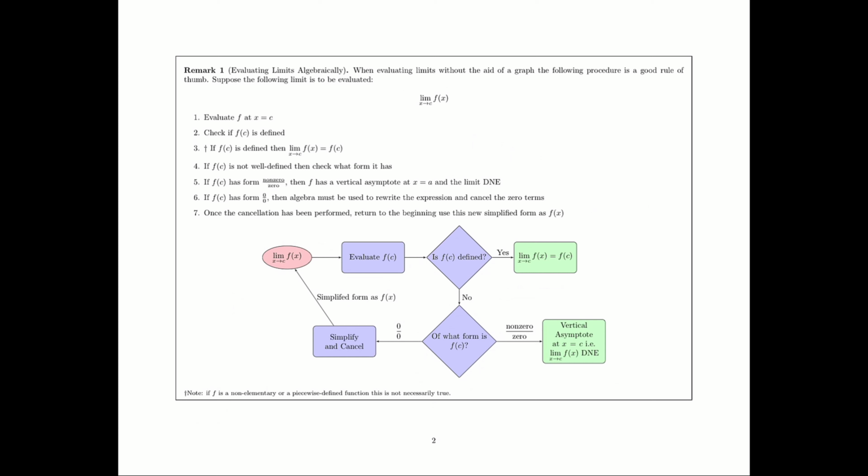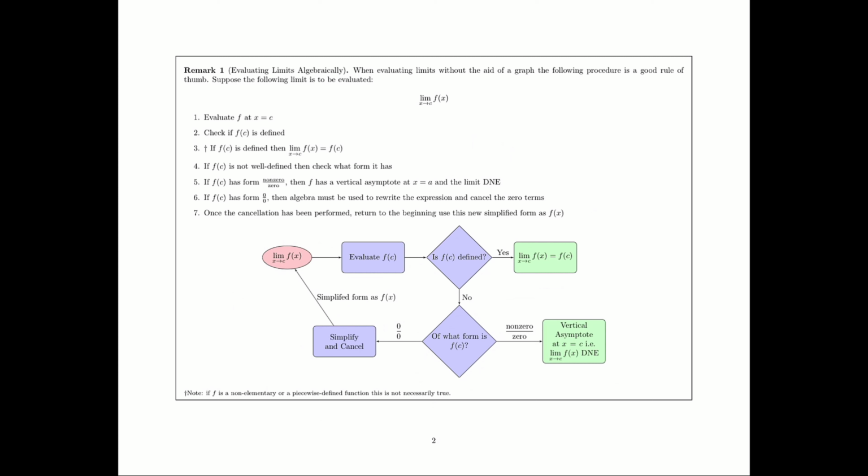There are some other indeterminate forms, like infinity over infinity, but simplifying and canceling is not the technique that we're going to use for that. Not usually. It depends on the finer details. This is really supposed to just be an introduction to doing these most basic limits.